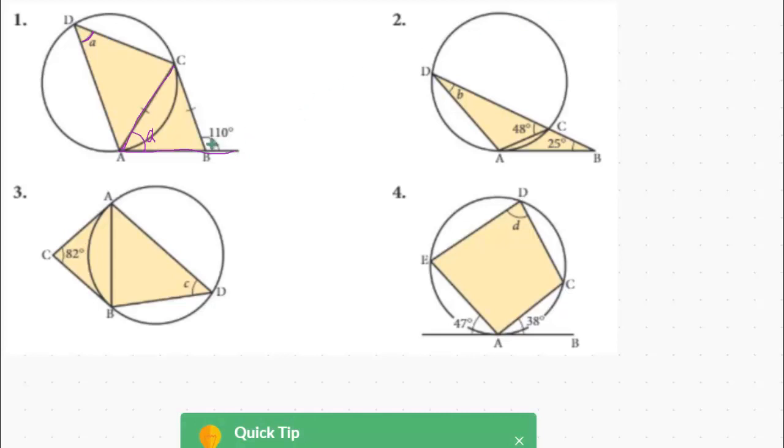And we know that this total angle is 180. So 180 minus 110, this angle will be 70 degrees. And this triangle is an isosceles triangle. So these two angles will be equal. This angle and this angle will be equal. Therefore, A is 70 degrees. And according to the alternate segment theorem, this angle is also 70 degrees.